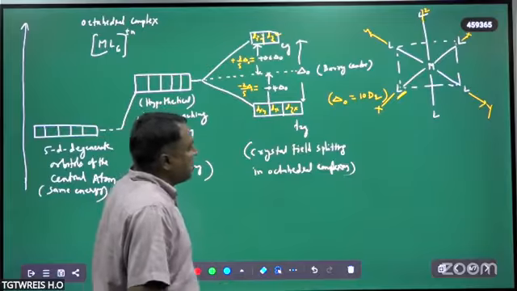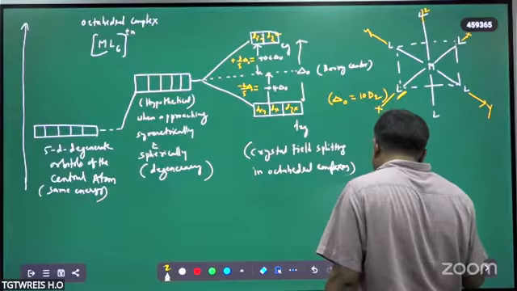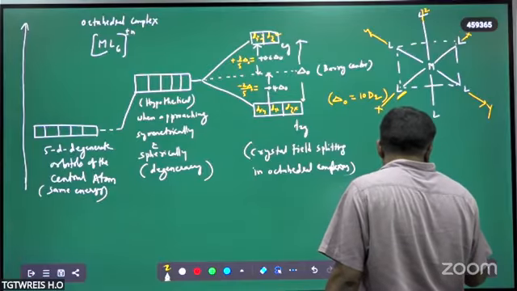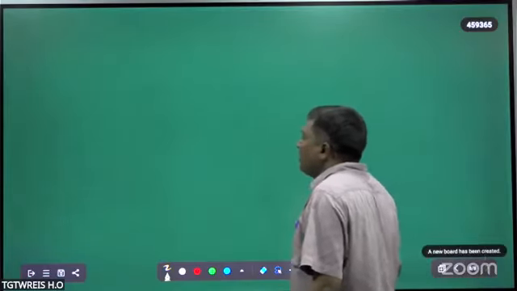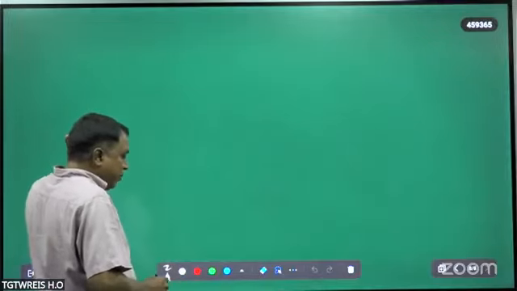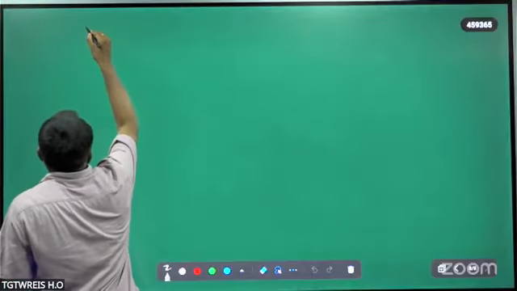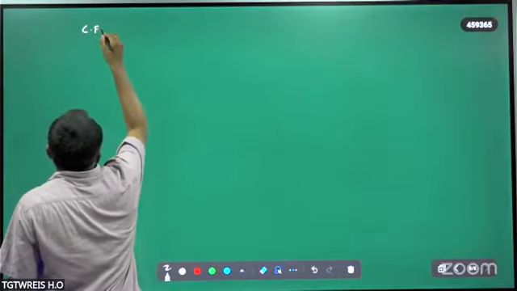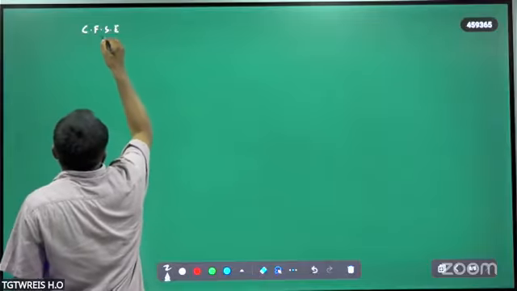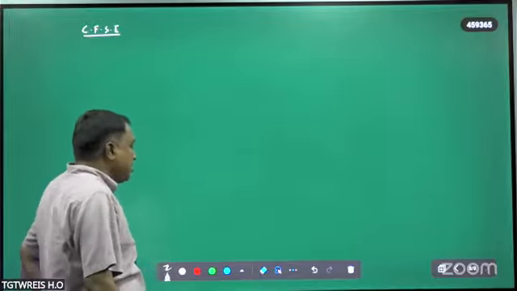What is meant by this? The next point after crystal field splitting in octahedral complexes is the pairing energy. So, what is meant by the crystal field stabilization energy actually? Crystal field stabilization energy. So, what is meant by crystal field stabilization energy now?